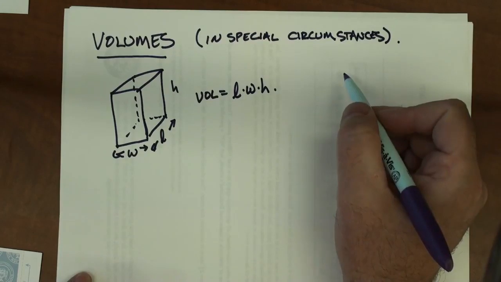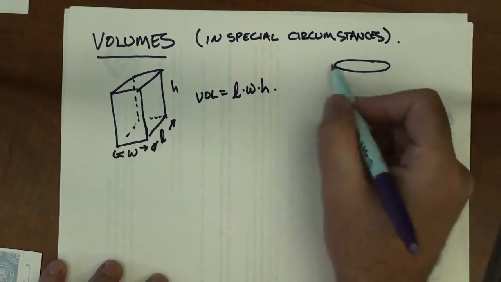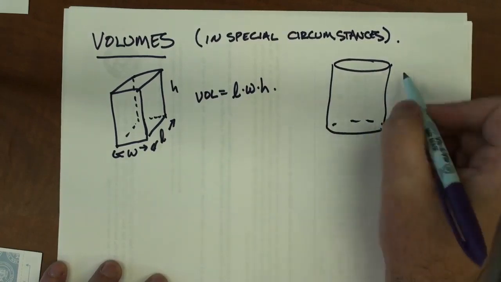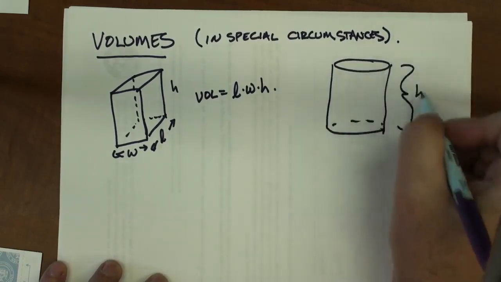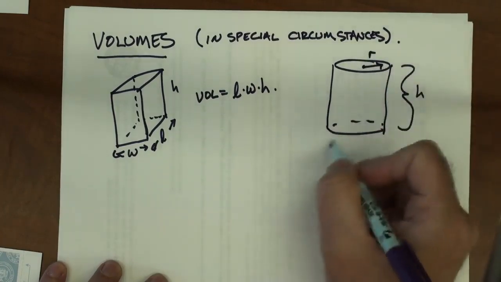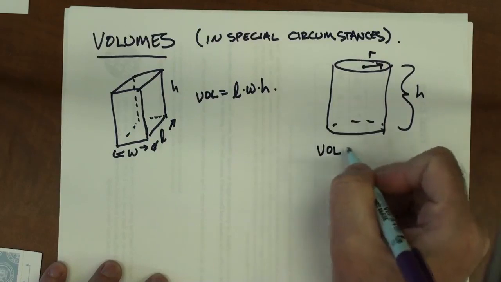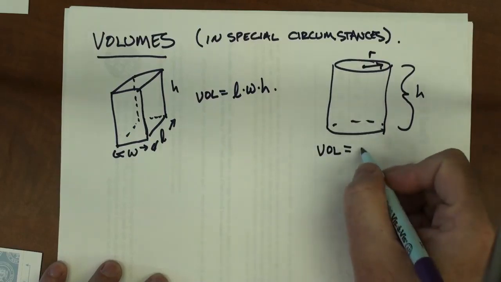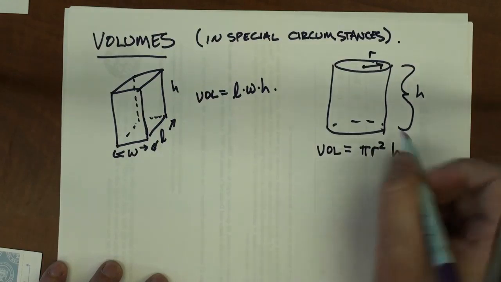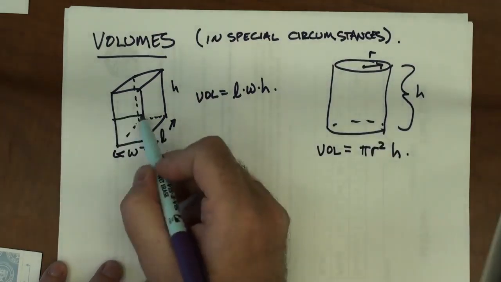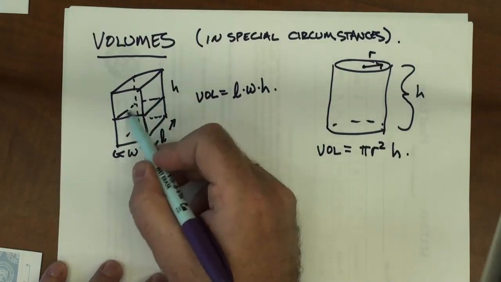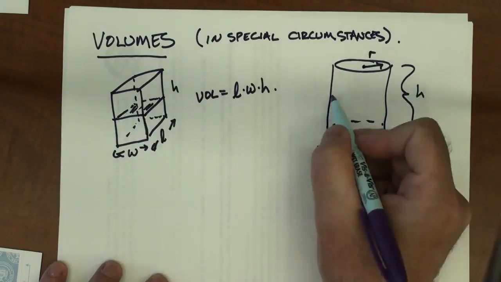Okay? Suppose I make it a little different looking. Suppose it's a cylinder. And this radius is r, and this height is still h. What's the volume of that? So what is in common with these two things? They both have a height.